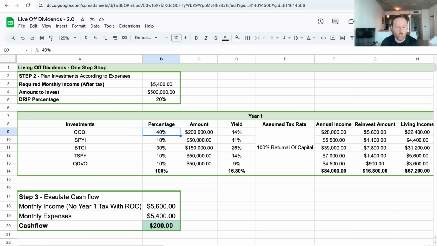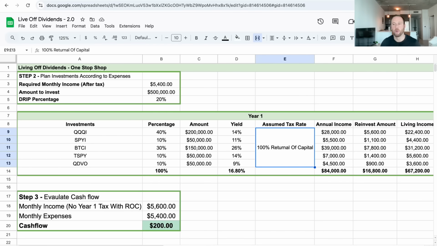And you can change your percentages here. If you want to change up your percentages, this of course needs to match 100%, but you can change them as you see fit. This you want to keep the same.